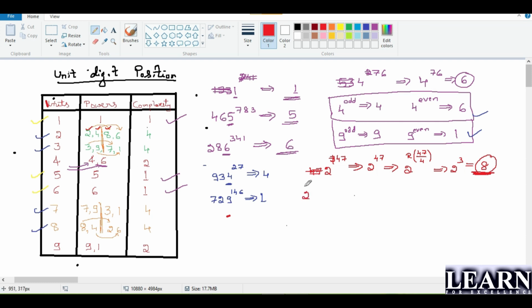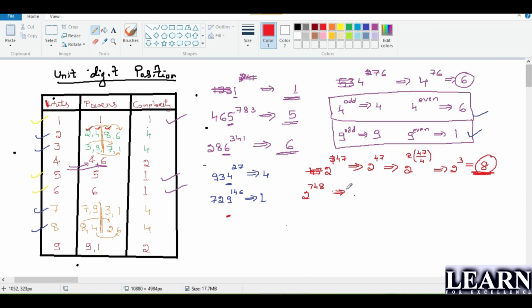I'll take only one digit in the base. 2 to the power 748. What is the answer, guys? Yes, Vinayak. Good. It's 6. Yes, Swati. Good. It's 6.